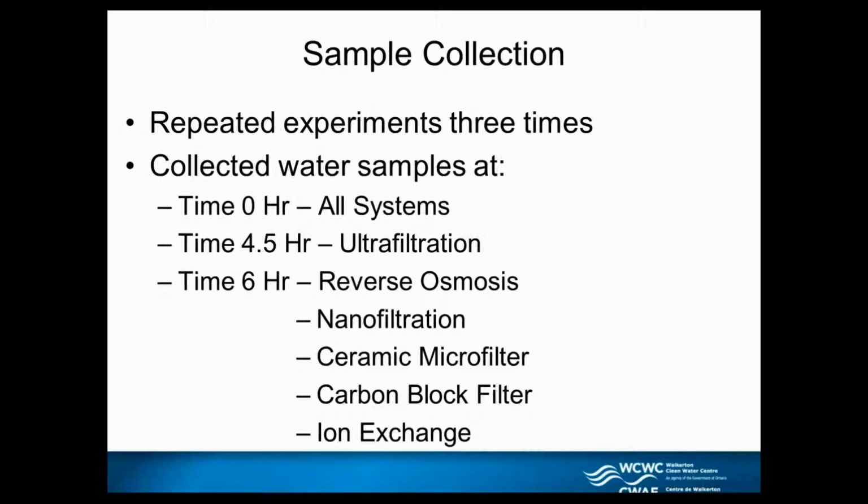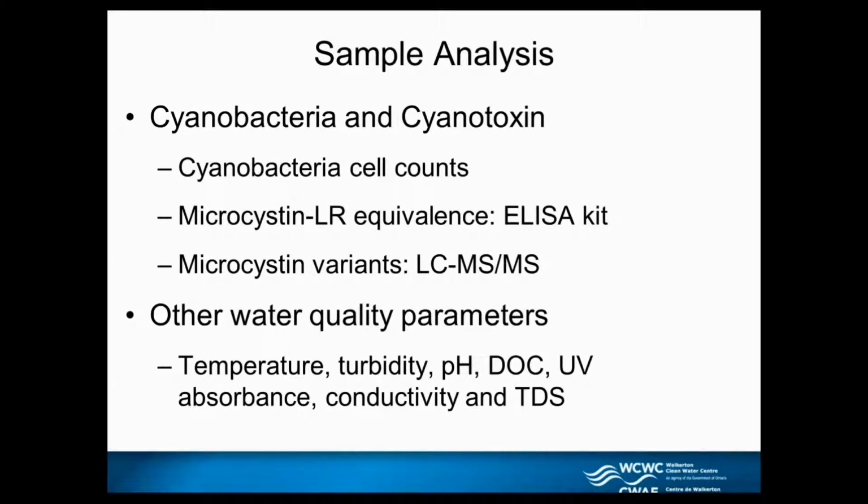We analyzed our samples for cyanobacteria cell counts with an accredited lab. We did ELISA in-house, so that's an enzyme-linked immunosorbent assay, to specifically look at microcystin-LR equivalents, so that would include other variants. And then through the Ministry of Environment Lab Services Branch in Ontario, we did the microcystin variant analysis using their liquid chromatography mass spectrometer. And we looked at other water quality parameters as well, which I won't dive into today.